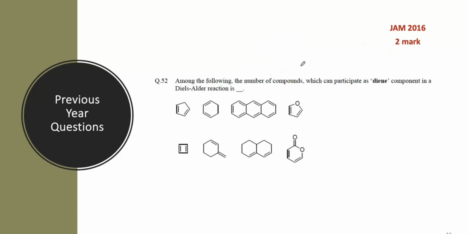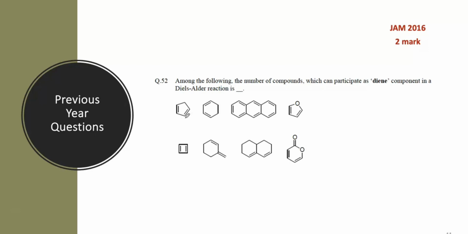Now this is a previous year question from the JAM 2016 question paper, which is a 2-marker question, and it is a numerical answer type question. They have asked, among the following, the number of compounds which can participate as diene component in a Diels Alder reaction is. So they are asking which of these dienes can participate in the Diels Alder reaction?